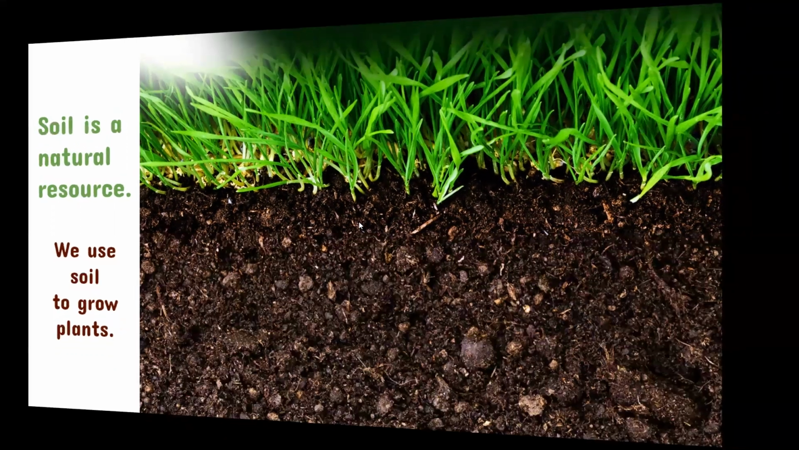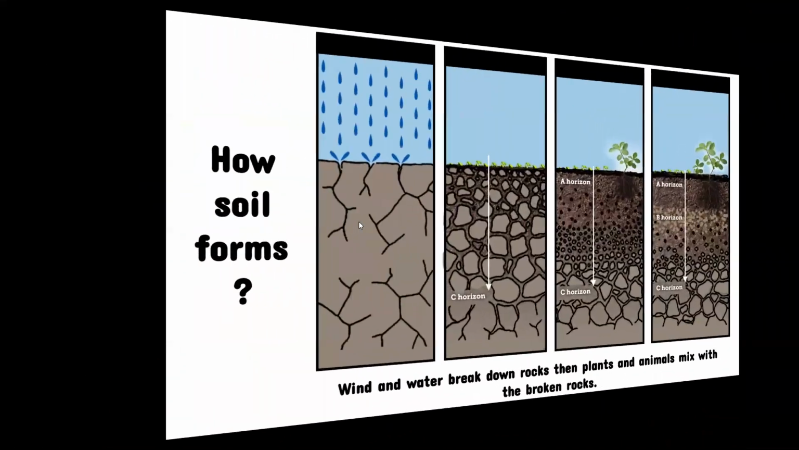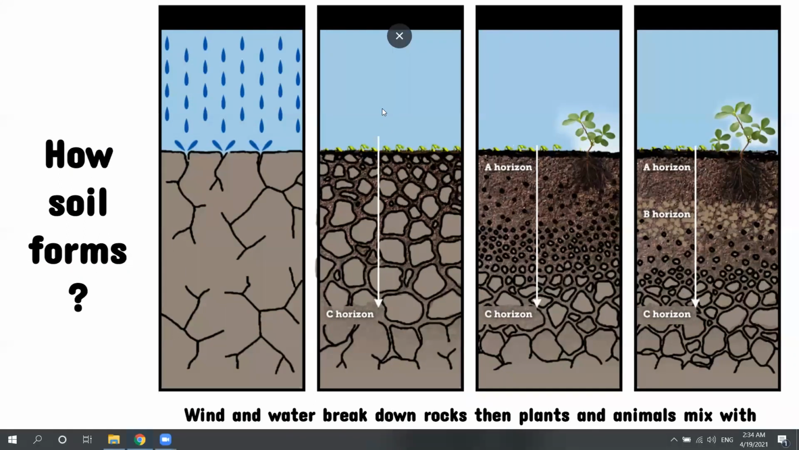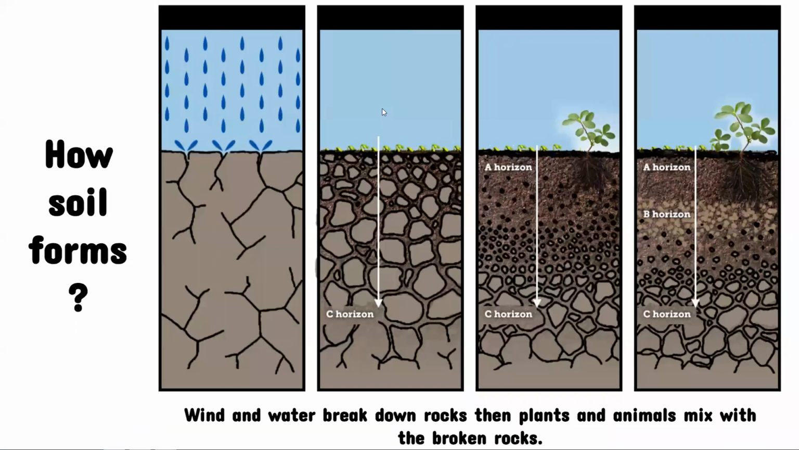Now let us see the next one. Okay, we have to know that soil has to be formed and we have to know how it forms. So how does soil form? First of all, look at the first picture. Let me explain it clearly. We have a layer of rocks, okay?